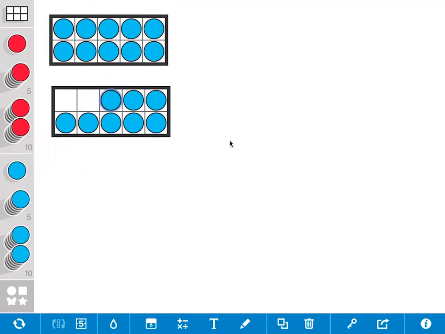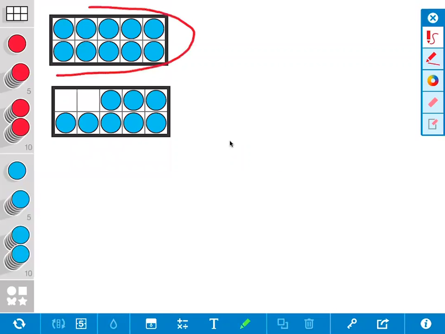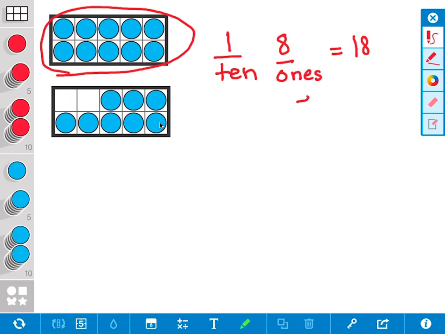All right, so let's look at this teen number that we have right here. I have one group of 10, and I have 1, 2, 3, 4, 5, 6, 7, 8. I have 8 ones, and together it makes the teen number 18.